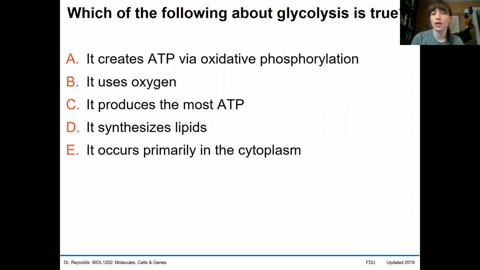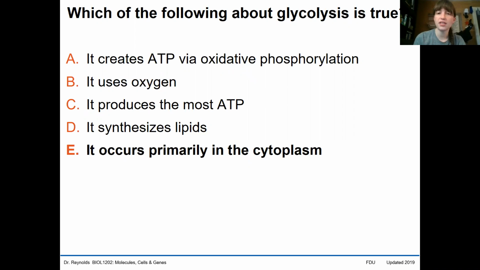So which of the following about glycolysis is true? Well, glycolysis does not create ATP by oxidative phosphorylation. It does so by substrate level phosphorylation. And oxygen is not necessary for any stage of glycolysis. It produces not the most ATP by any means. It produces very little. As a matter of fact, we net only 2 ATP, and it does not synthesize any lipids, but it does occur primarily in the cytoplasm.